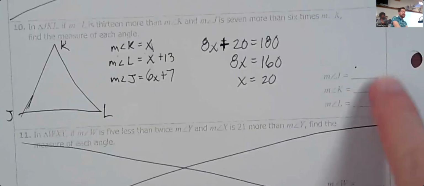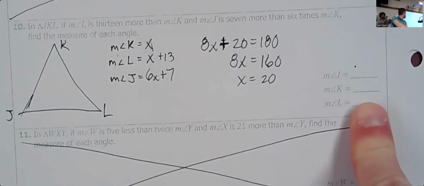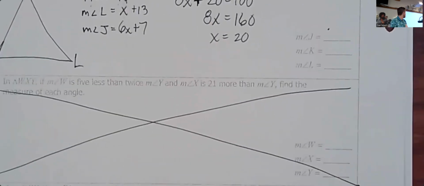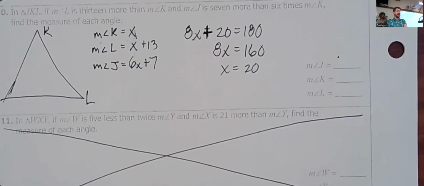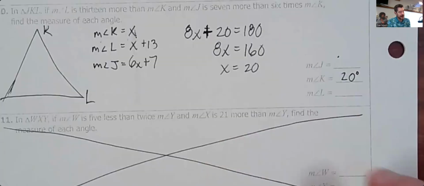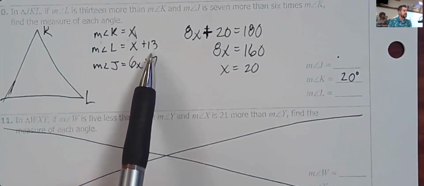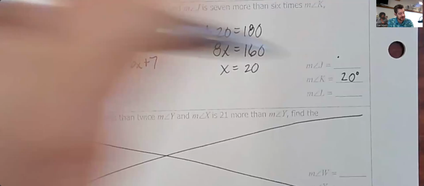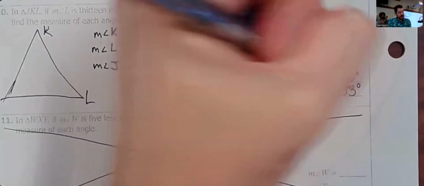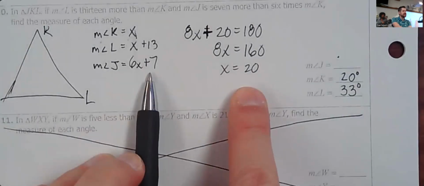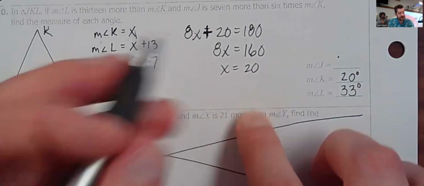Oh, that's not even a question over here, but we need that. Which angle is equal to x? K. So that means angle K is how many degrees? 20. All right. Angle L is 20 plus 13, 33. So L is 33 degrees. J is 20 times 6 plus 7. 127.